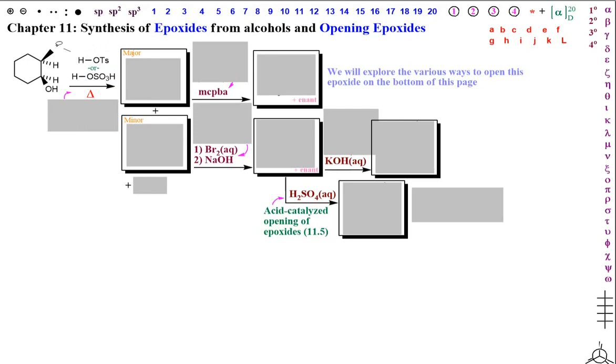When you see a combination of an alcohol with a strong acid that's either toluene sulfonic acid or sulfuric acid, you should be thinking about dehydration of alcohols, found in Chapter 10. Major product will be the most substituted alkene. In this case, a tri-substituted alkene. It's got 3 carbons attached: 1, 2, 3. This would be the less substituted alkene, di-substituted.